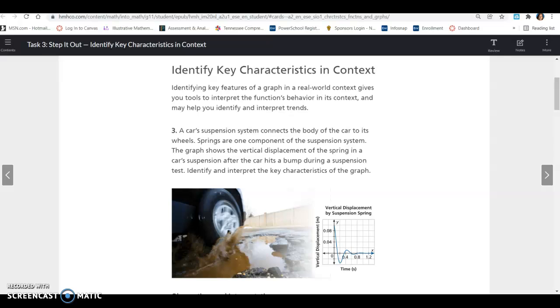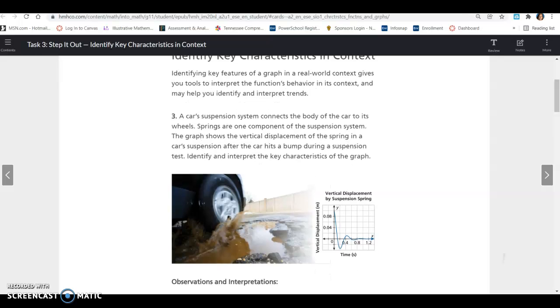A car's suspension system connects the body of a car to its wheels. Springs are one component of the suspension system. The graph shows the vertical displacement of the spring in a car's suspension after the car hits a bump during a suspension test. Identify and interpret the key characteristics of the graph.